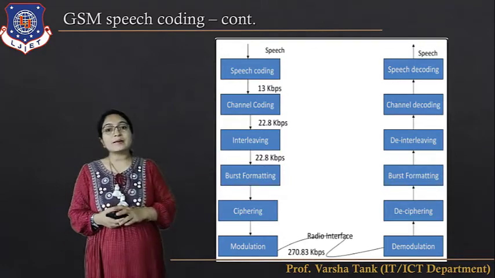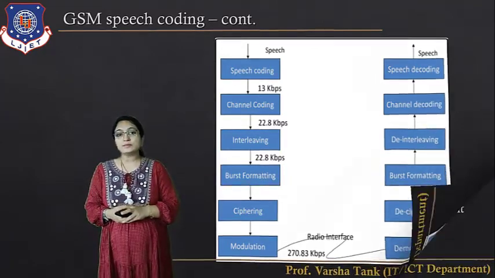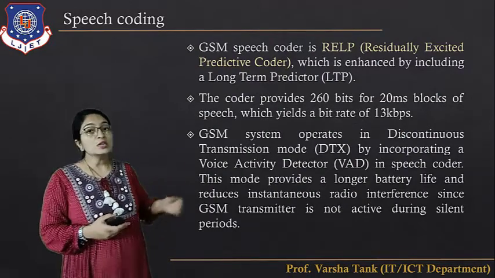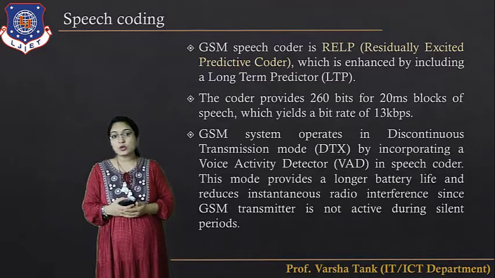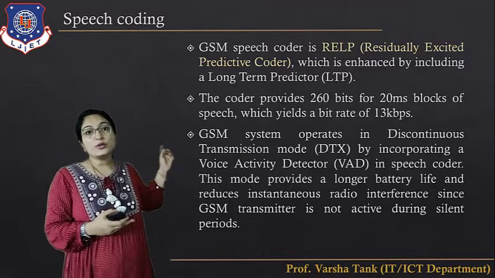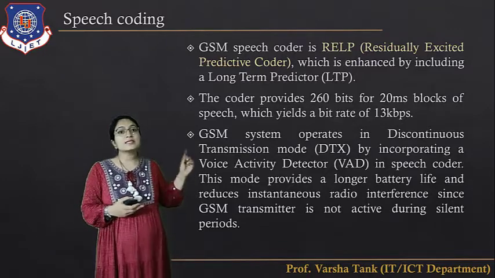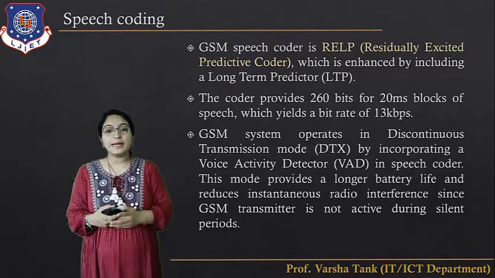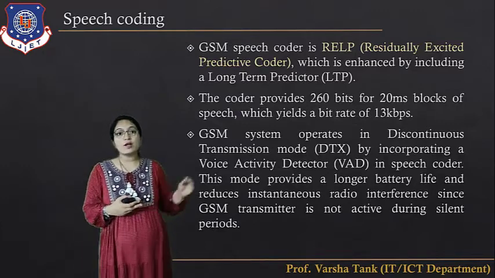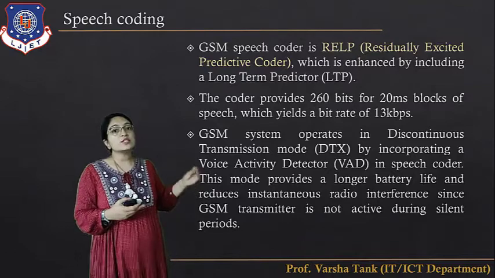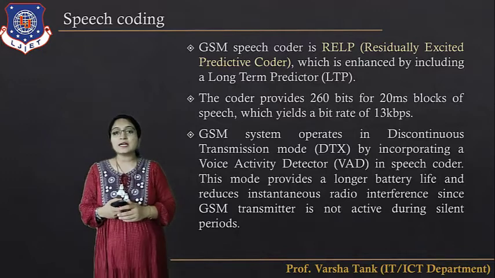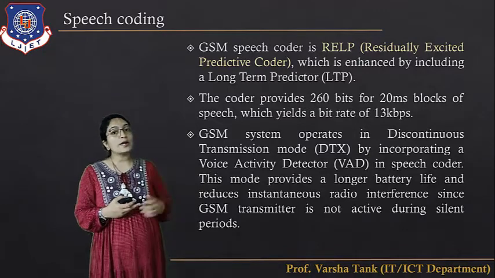Now let's see the steps involved in GSM speech coding. The first step is speech coding. Here the GSM speech coder is known as RELP, the residually excited predictive coder, which is enhanced by including a long-term predictor, known as the LTP. The coder provides 260 bits for 20 millisecond blocks of speech, which gives a bit rate of 13 kbps. GSM speech operates in the discontinuous transmission mode, in short known as DTX.